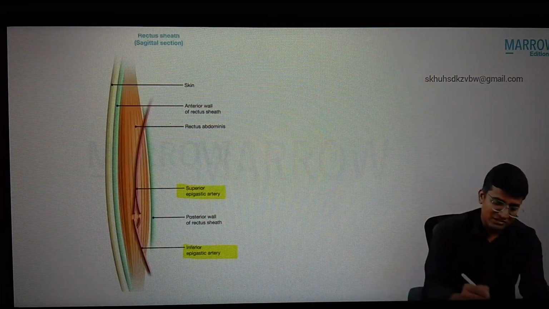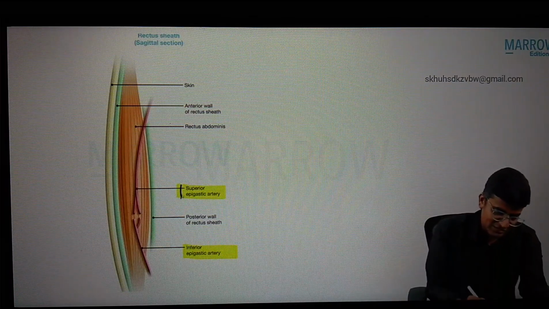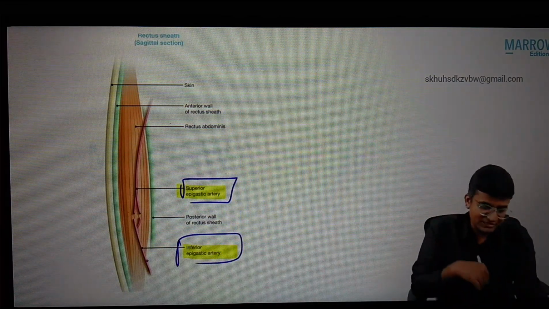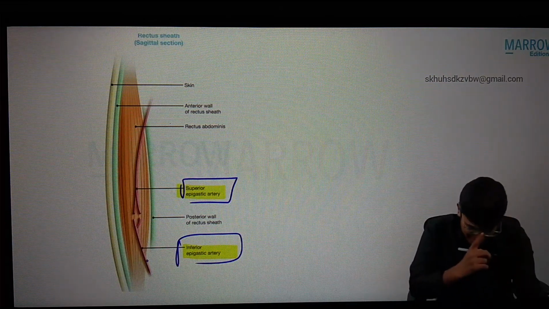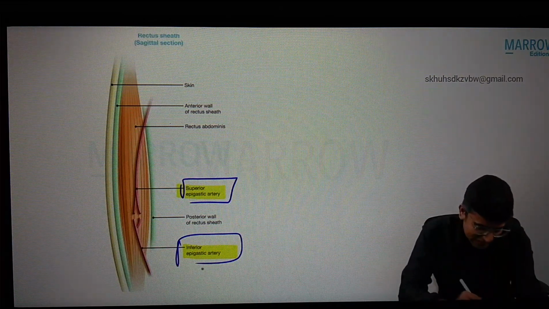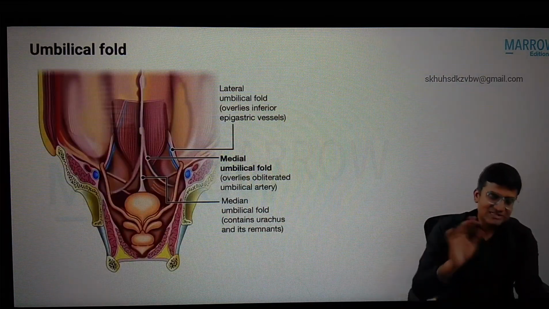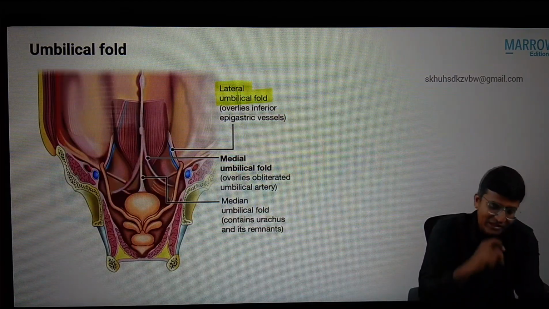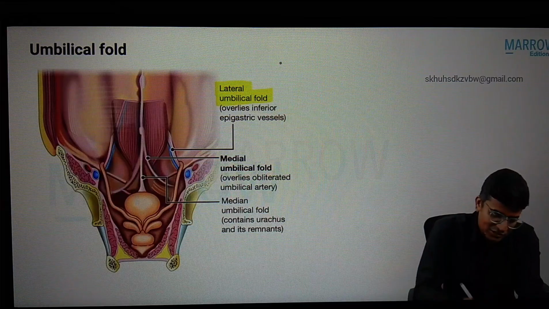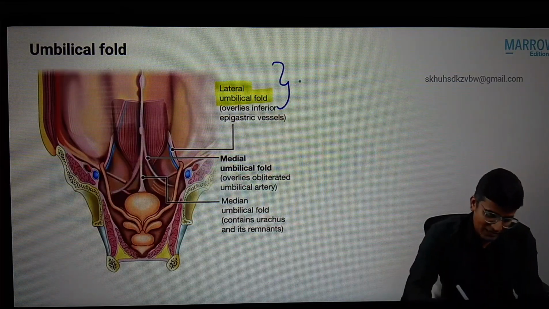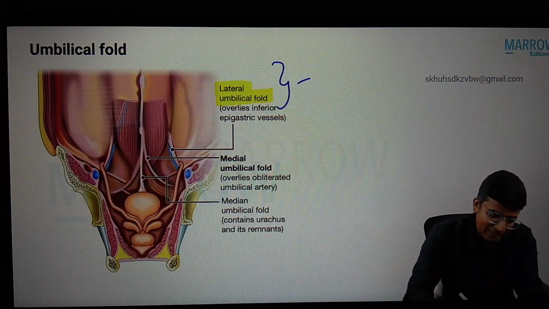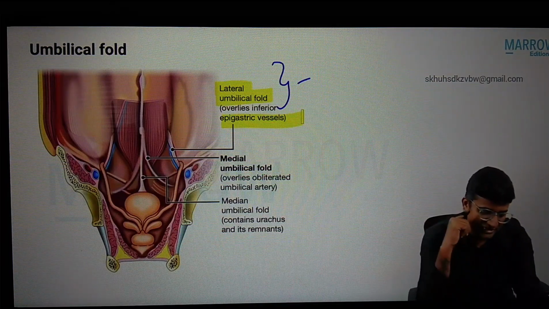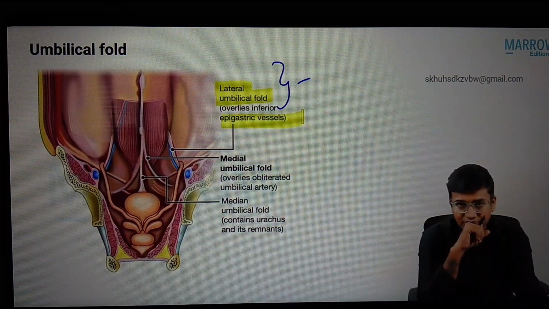Next, apart from muscles, we also have arteries. Superior epigastric artery and the inferior epigastric artery anastomose with each other inside the rectus sheath. Now, this inferior epigastric artery is present in a peritoneal fold. That fold is called lateral umbilical fold. So lateral umbilical fold contains inferior epigastric artery. Please underline: the inferior epigastric artery is present in the lateral umbilical fold.